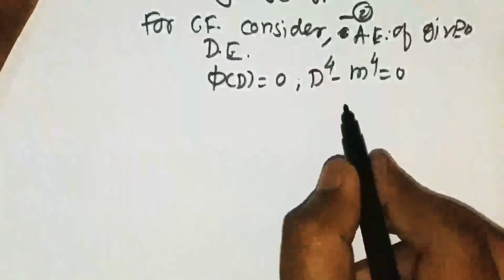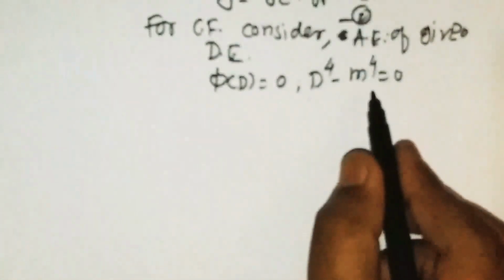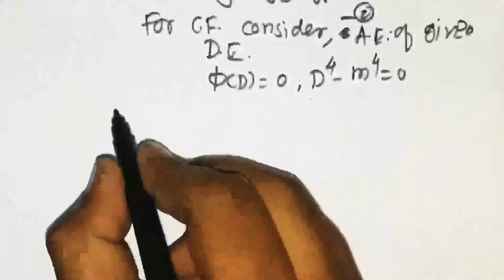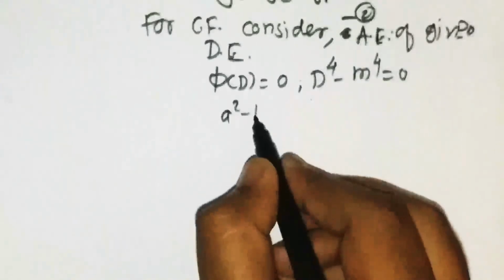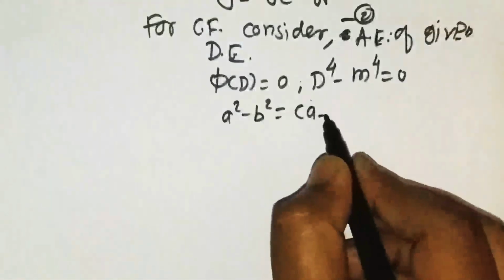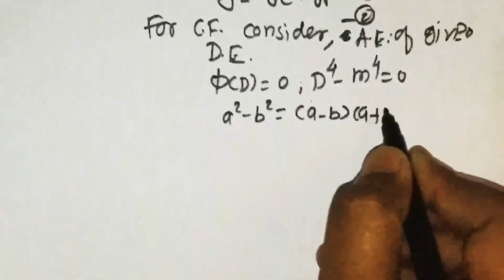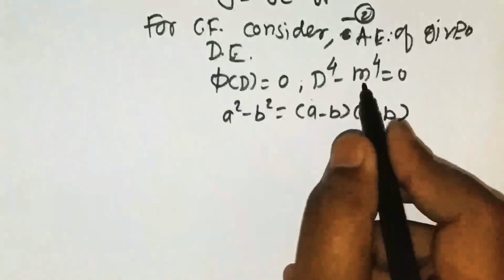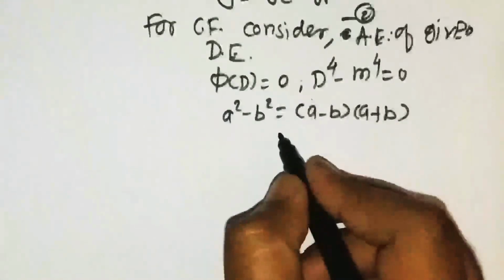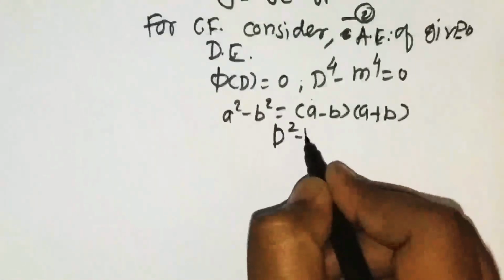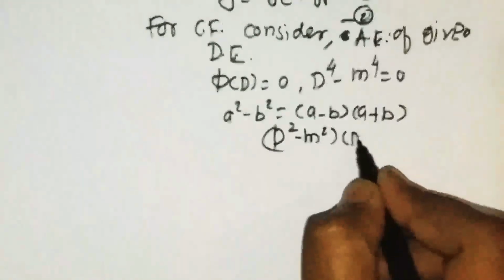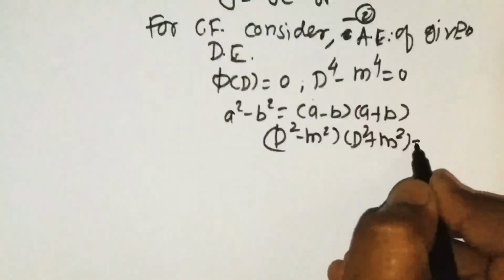So this is D raised to 4 minus m raised to 4. We can factorize it easily using the formula a square minus b square equals a minus b into a plus b. That can be applied to this polynomial. This is D square squared and this is m square squared. So it will be (D square minus m square)(D square plus m square) equal to 0.